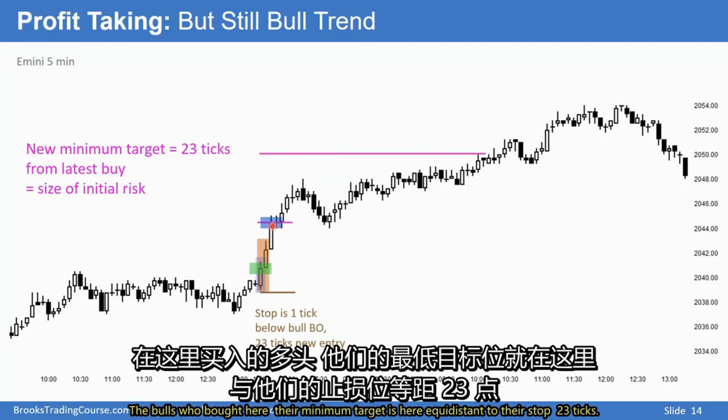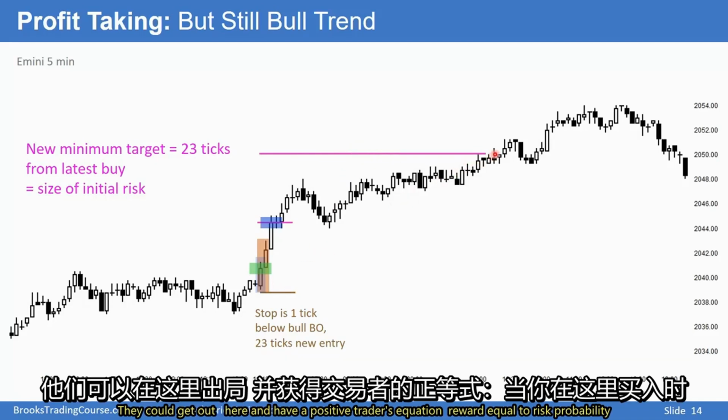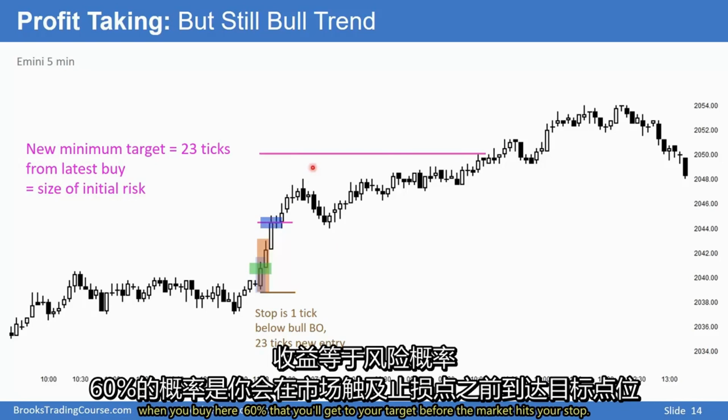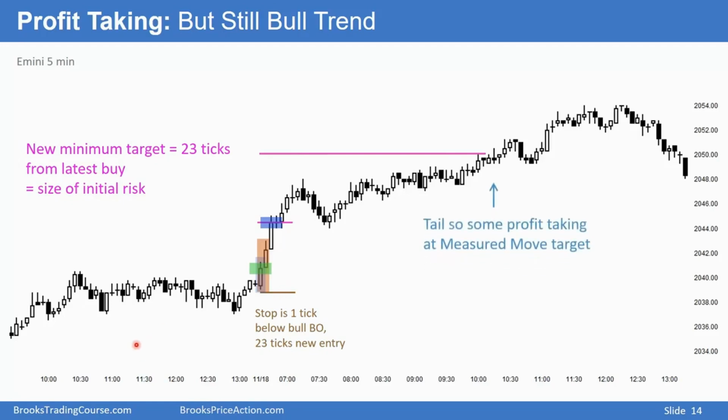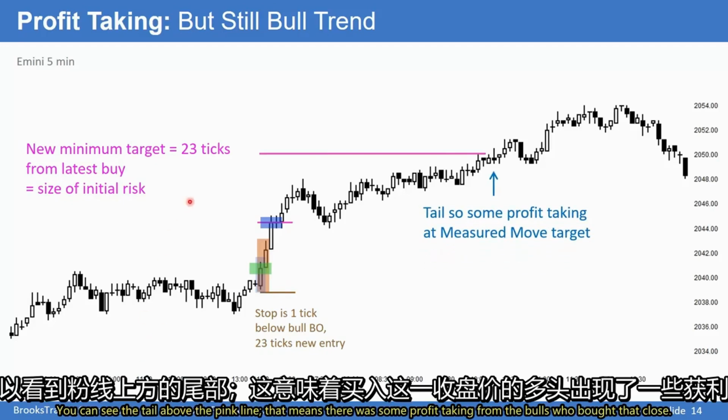The bulls who bought here, their minimum target is here, equidistant to their stop. 23 ticks, they could get out right here and have a positive trader's equation. Reward equal to risk, probability when you buy here, 60% that you'll get to your target before the market hits your stop. You can see the tail above the pink line, and that means there was some profit taking from the bulls who bought that close.